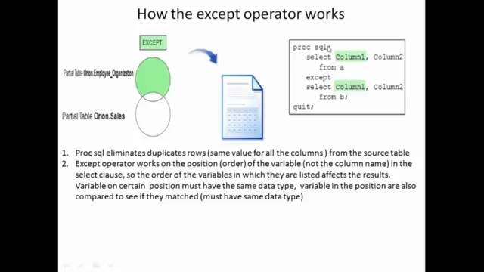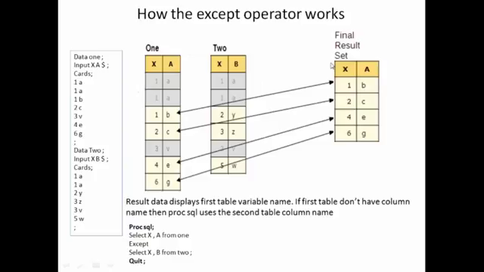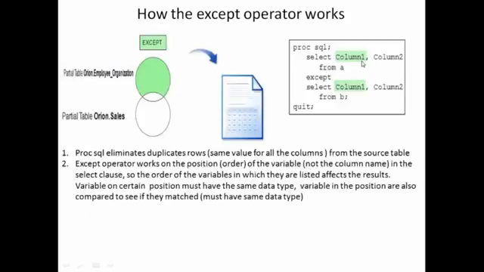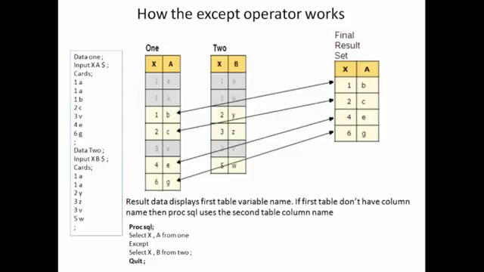we start with proc SQL, then in the select statement we declare the column name from the first table, then we write except and then the column name from the second table, and then we run it. That is how the syntax is written, and this is what the property of the except operator is like.